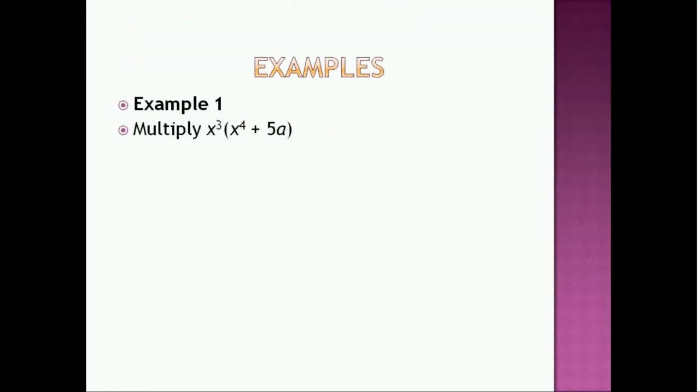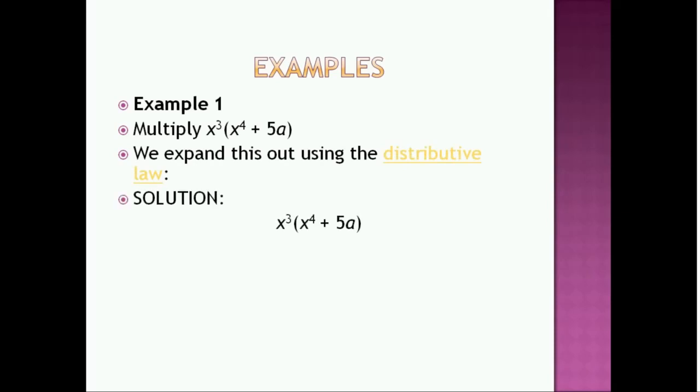Example number 1 is multiply x cubed into x^4 plus 5a. We expand this out using the distributive law. The solution: first we multiply x cubed with 5a, and we also multiply x cubed with x^4. When I multiply x raised to power 3 into x raised to power 4, the answer is x raised to power 7.